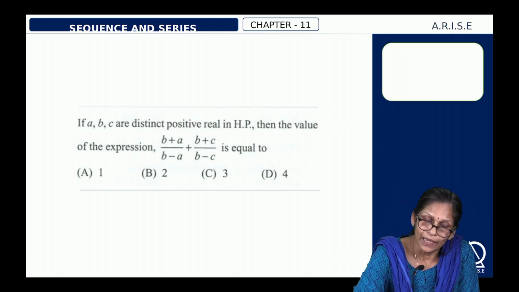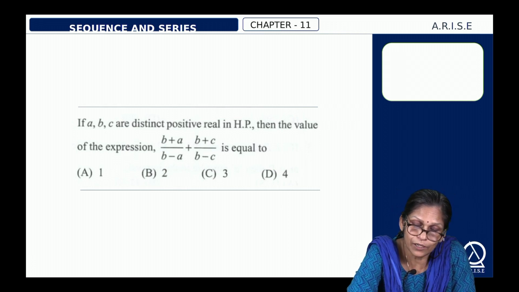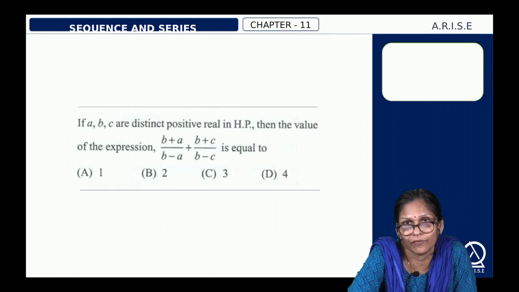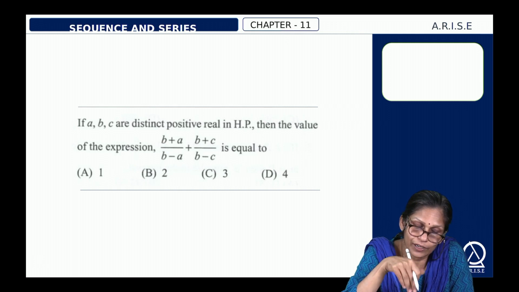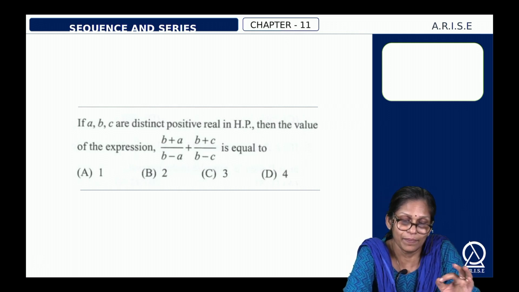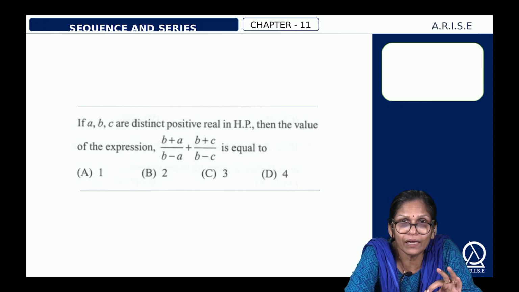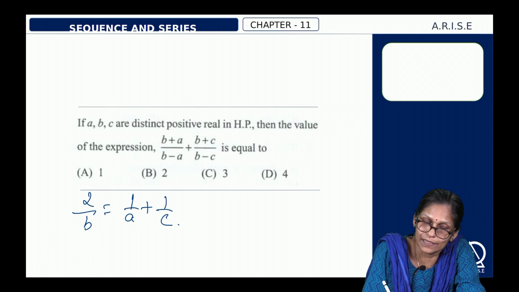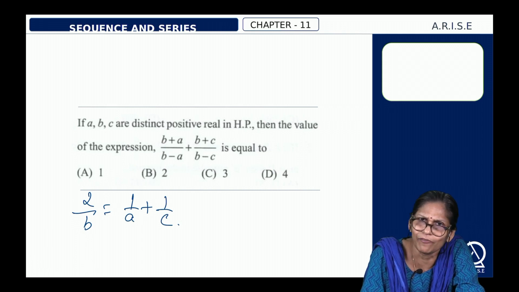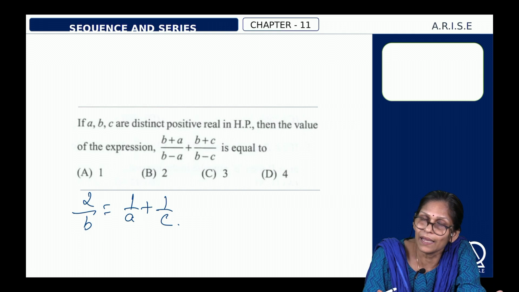Now, the next one. If A, B, C are distinct positive real numbers in HP, then what is the value of this? As before, the options are given to you. See, if the options weren't given to you, you could have written, since A, B, C are in HP, B will be the harmonic mean of A and C. So, what will it be? Or you will have 2 by B is 1 by A plus 1 by C, and then substitute for this. This is one way of doing it, elaborate way. But let's make it simpler.